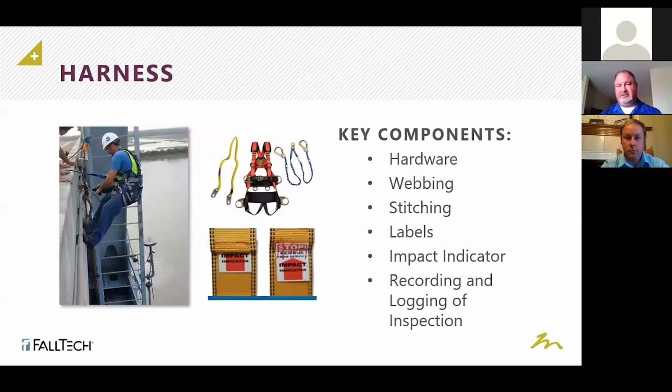The equipment, the harnesses, here are the components. Again, look at the hardware, the webbing, the stitching, the labeling. Our harnesses for FALLTECH have a fall indicator built into them. In the event somebody falls, you can see where it says stop, remove from service. So if anybody sees a harness that has those indicators pop, we know that harness is no good. We'll want to pull it out, cut it up, and discard it.